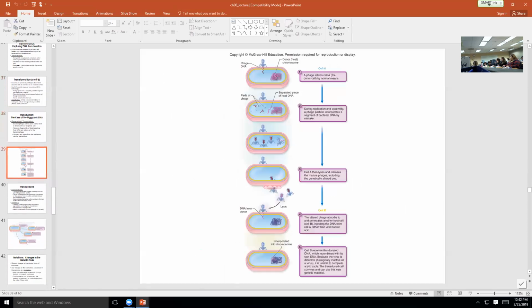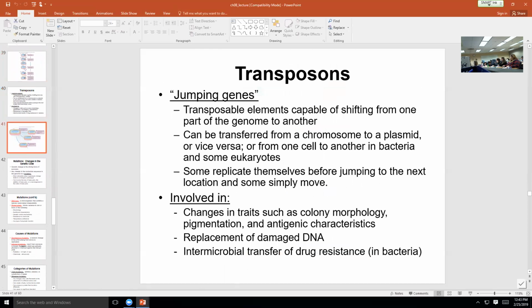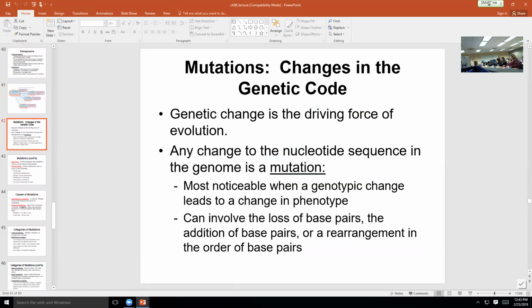So anyway, this shows you a little bit. They show you pictures of this, and I'm not going to talk about transformations. I know y'all talked about that, and I know you talked about that in regular biology.